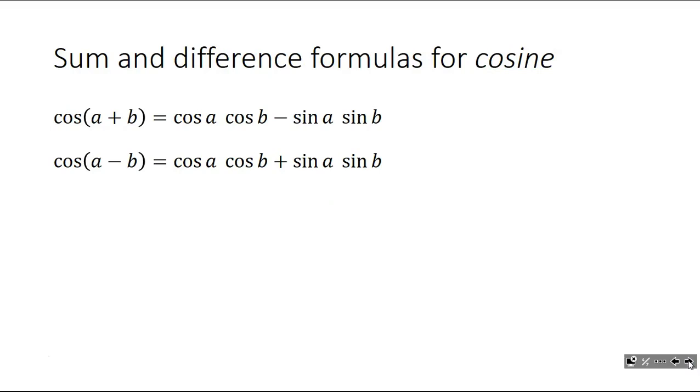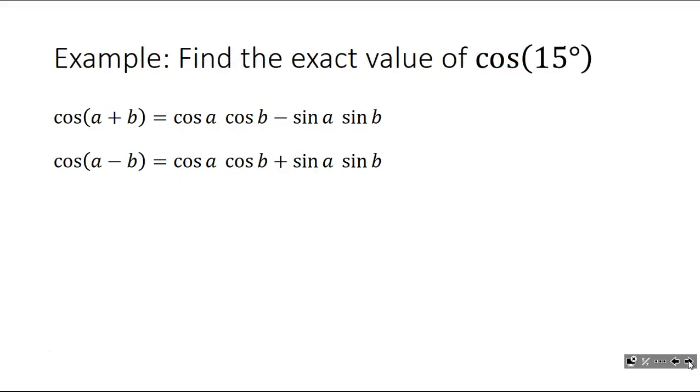Now we have the sum and difference formulas for cosine. And notice here that the beginning part is the same in both of these as is the ending part. It is in fact only the minus or the plus sign that changes in the 2 of those. As this example says, let's find the exact value of the cosine of 15 degrees.